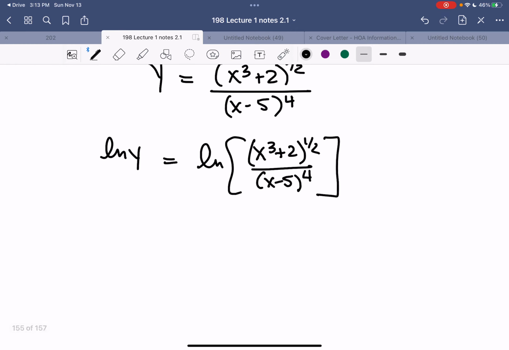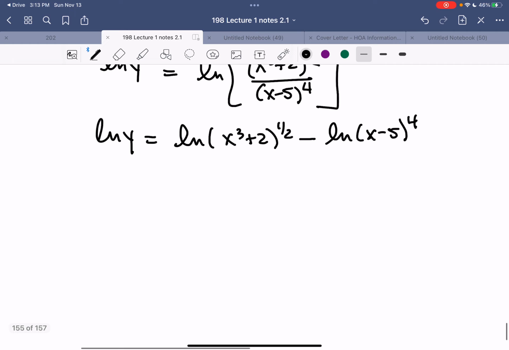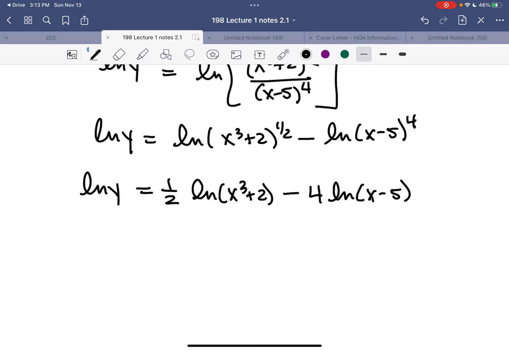Now that I've got something in terms of natural logs, I can use my properties. So this is a quotient, so I'm going to split it up using subtraction. I have the natural log of y equals the natural log of x cubed plus 2 to the 1/2 minus the natural log of x minus 5 to the 4th. I can then also bring down those powers. So we can write it as natural log of y equals 1/2 times the natural log of x cubed plus 2 minus 4 times the natural log of x minus 5.